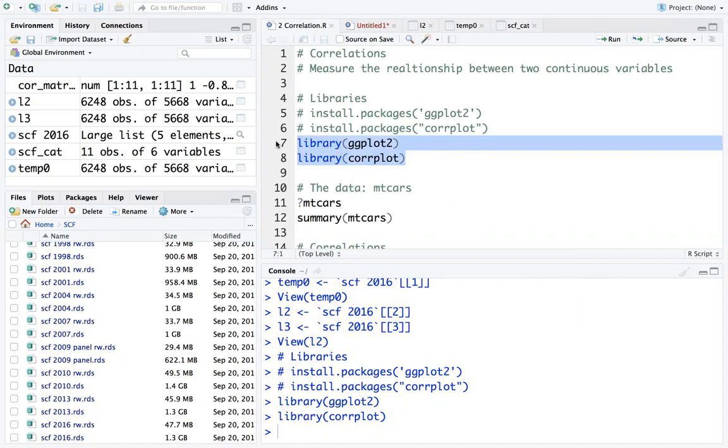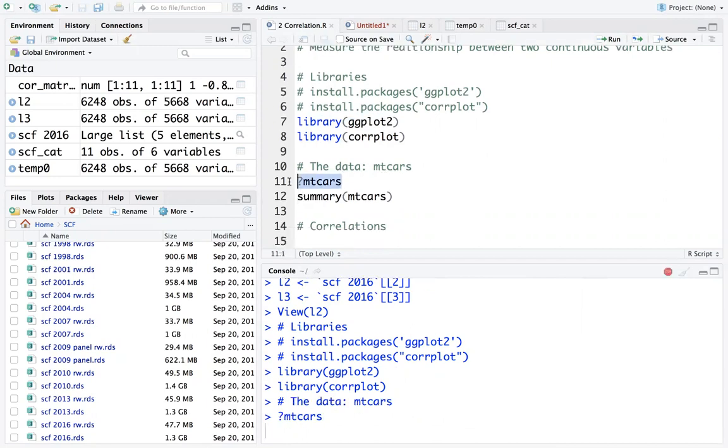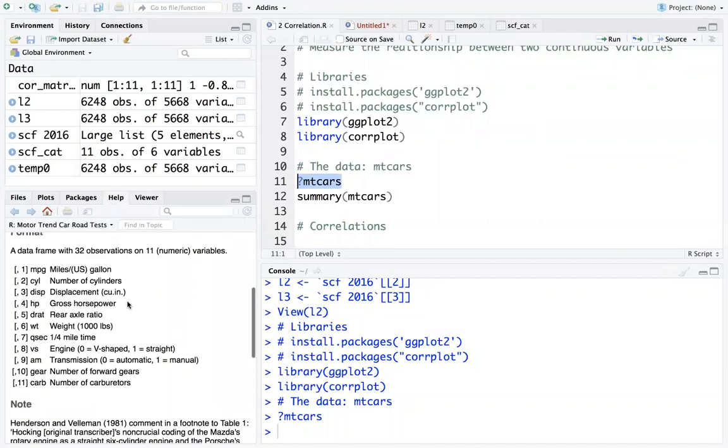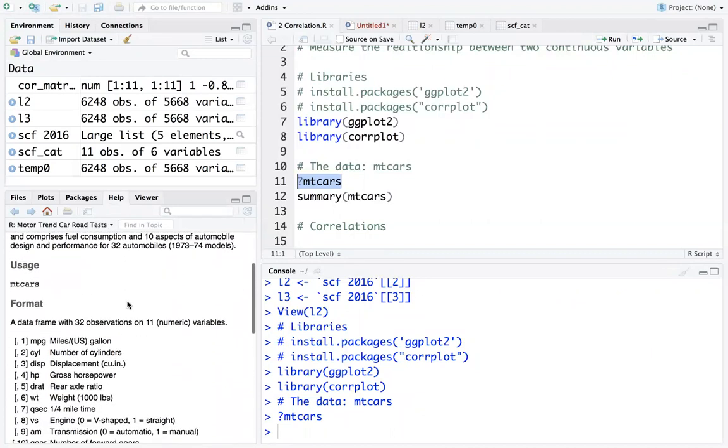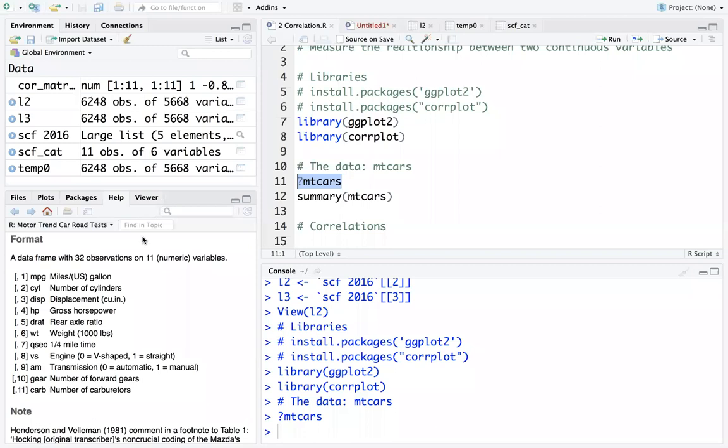I'm loading these packages just so their functions are available to use. Today I'm going to be using data called mtcars. If you're wondering what this is all about, I'm going to run this line, which brings up a description of the data. The data covers 32 cars and 11 variables.